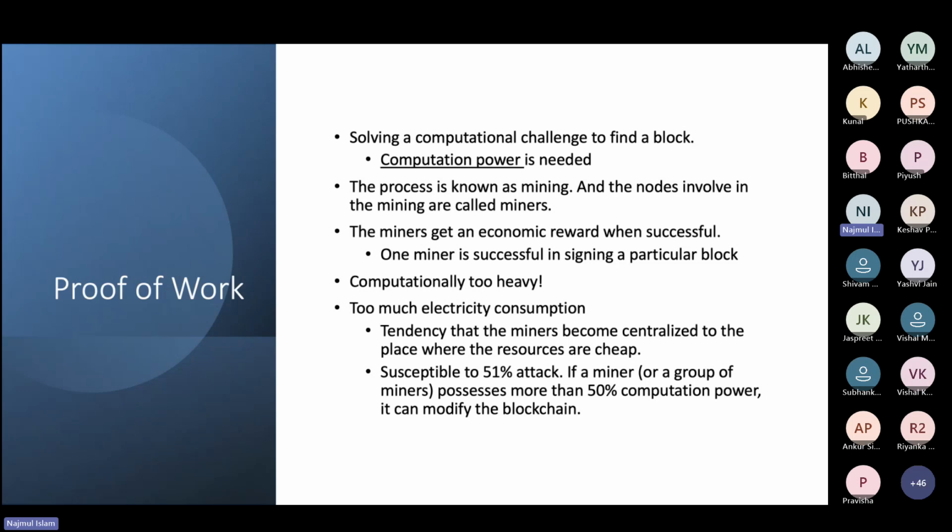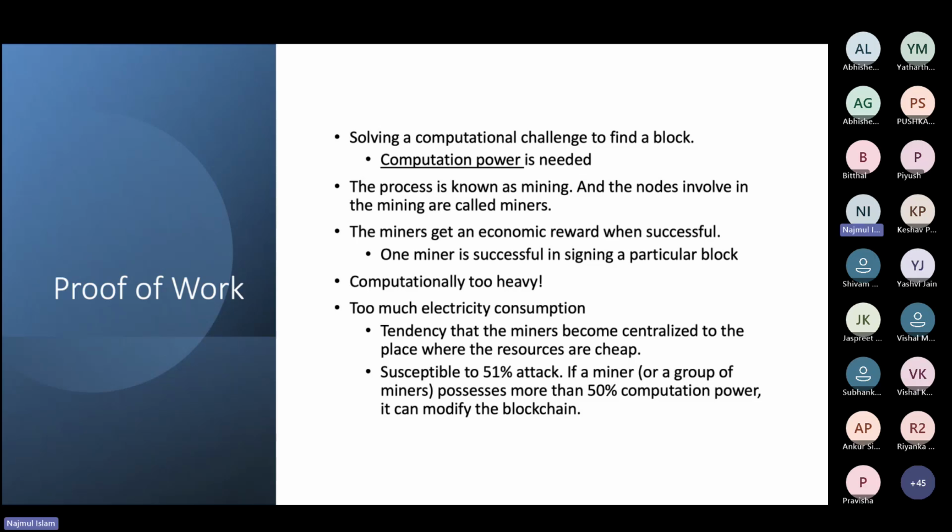The other day I was mentioning that if there is no economic reward, then miners or validators or whoever it is, they will not work. They will not join the network. So the miners ultimately get an economic reward when they are successful. New money is created when one miner is successful in signing the particular block. And as you have seen, it is computationally too heavy. So if you acquire very heavy machines, then another person will also acquire heavy machines, and the competition just grows and grows.